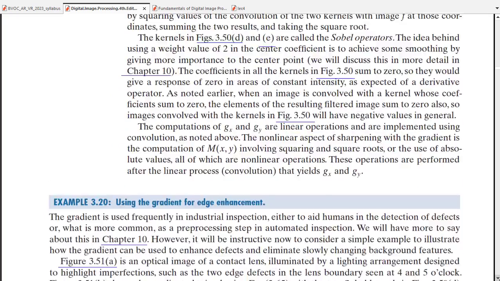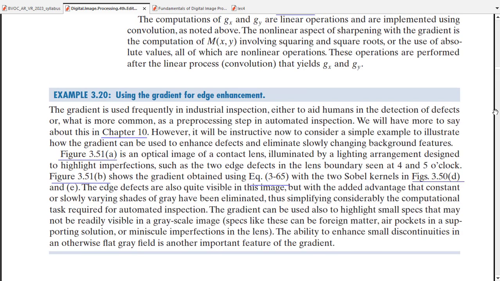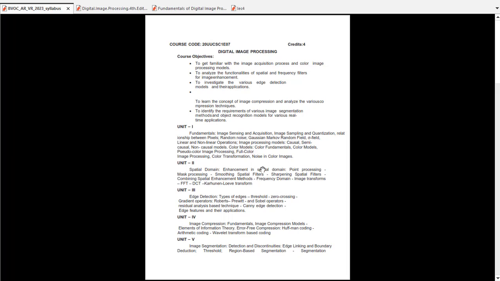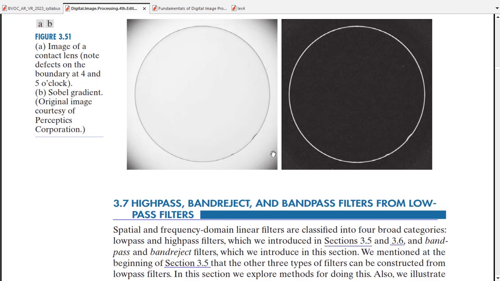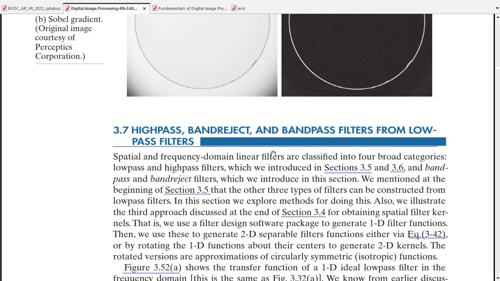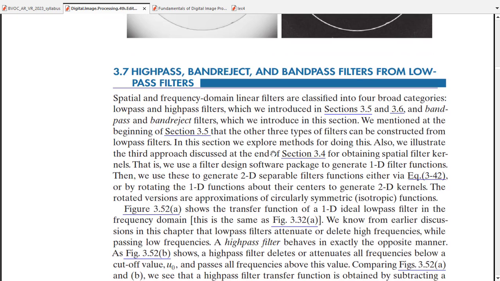For example, the topic is sharpening spatial filters and combining spatial image enhancement tools, using the gradient for image enhancement. Then we have high pass, band reject, band pass, and low pass filters. A low pass filter and a high pass filter are exactly the opposite of each other.